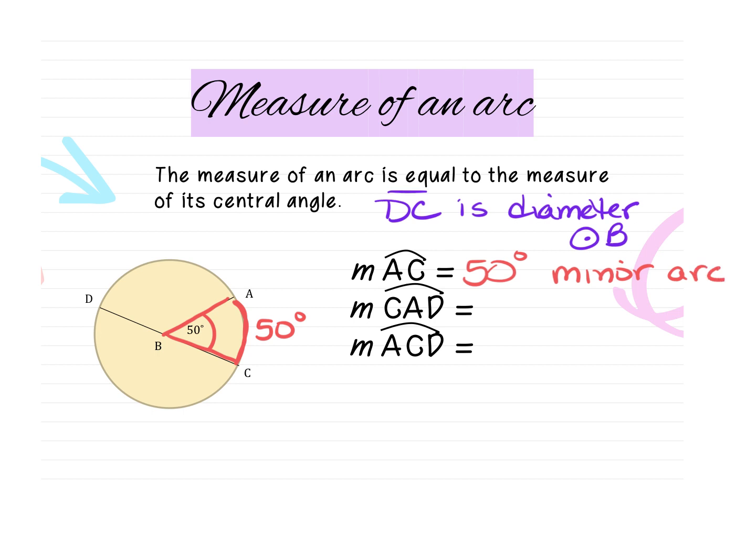Now to find CAD, and again, I'm going to go in order. So C is here, then I go to A, then to the D. So for CAD, notice its endpoints are that diameter, and this is forming a semicircle arc. So this will measure 180 degrees, and it's a semicircle arc.